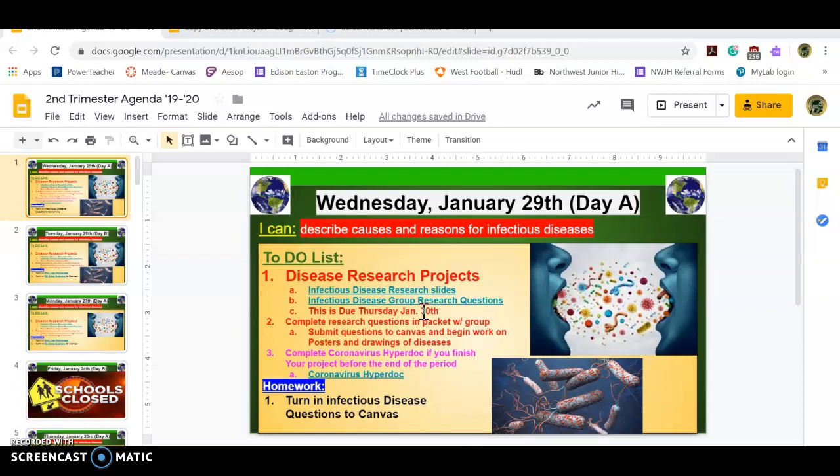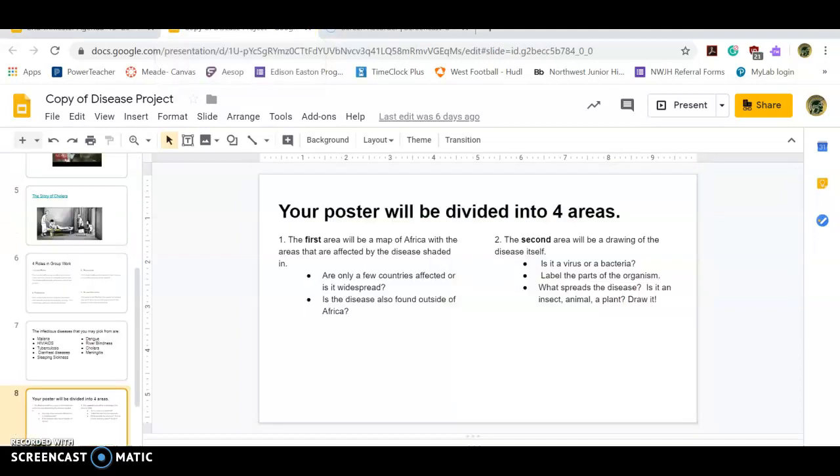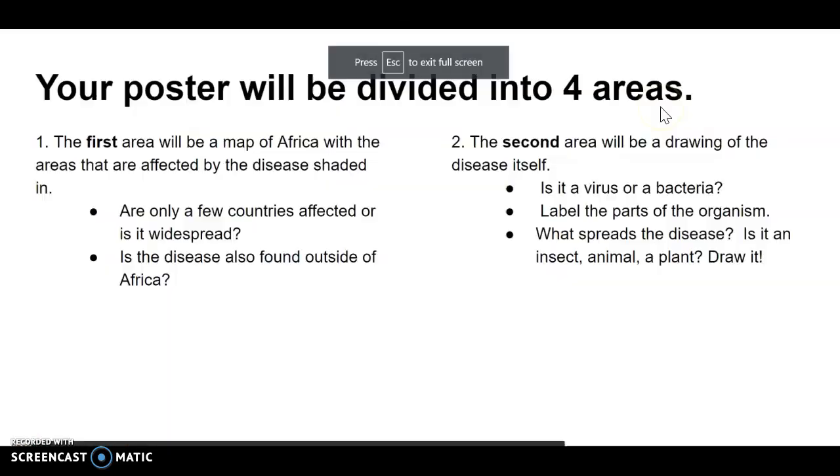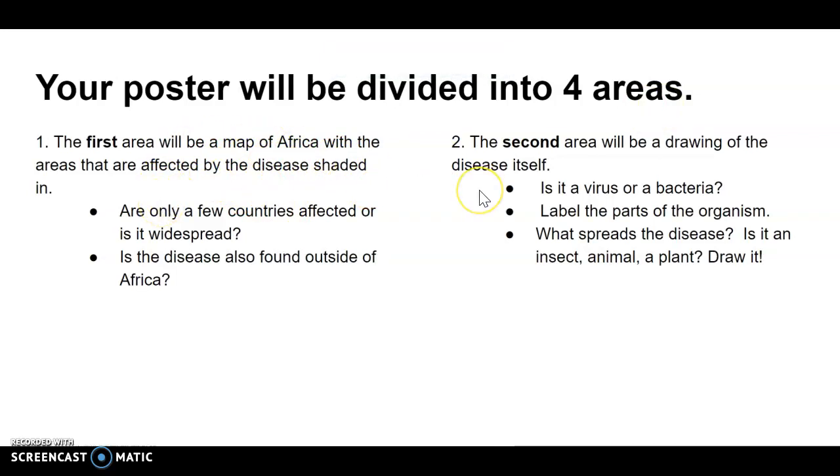A couple things that we need to do as a reminder on our posters: make sure you include these 4 areas. First area will be an Africa map. Okay, you're going to show what countries are affected. Also, you can note on your poster, if you would like, that there are other countries affected by your disease, or if not, you don't need to worry about it. So there should be a picture of the continent of Africa and the areas in which your disease affects.